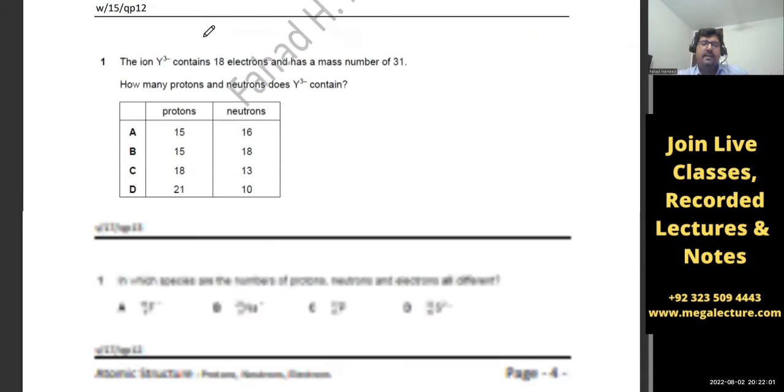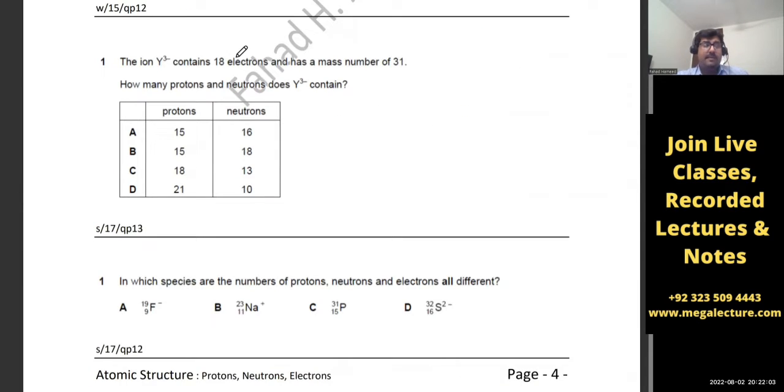Achha, this one, Y3 minus 1 contains. Remember, these questions are really basic, but the level is slightly higher now compared to O levels. So Y3 minus 1 contains 18 electrons, that's what the question states, and it has a mass number of 31. How many protons and neutrons does Y3 minus 1 contain?